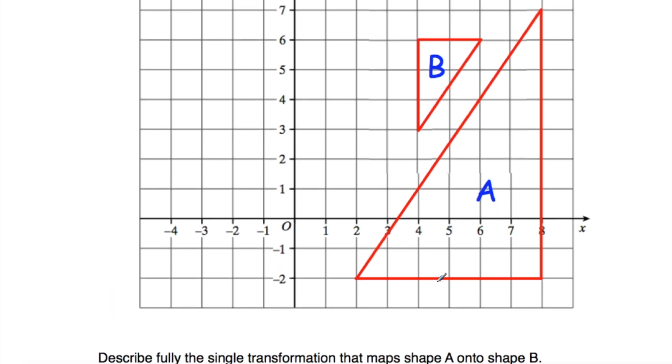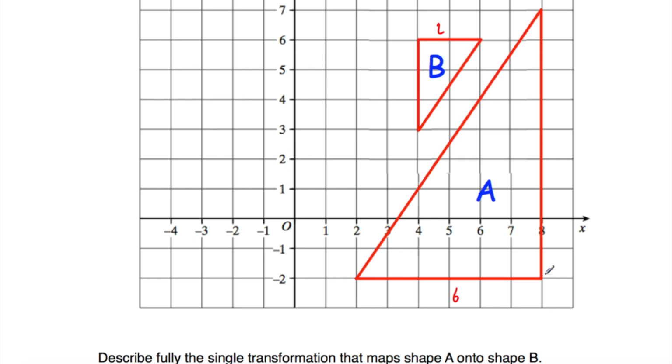So if we look at this length, it's got a length of 1, 2, 3, 4, 5, 6. And then in terms of this length here, because if we flip it over, the bottom will become the top, it's got a length of 2. So if that's got a length of 6 and that's got a length of 2, that means that this length is a third of that length. It's been divided by 3. It's a third of it.